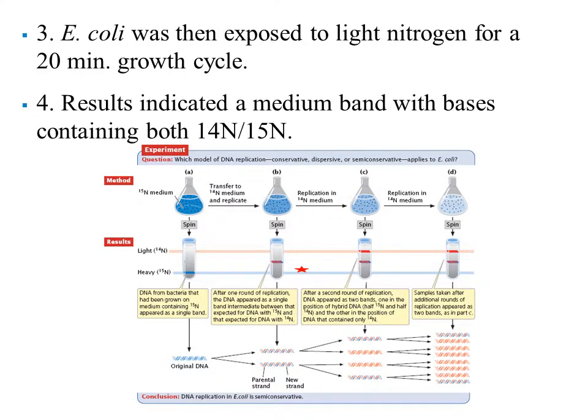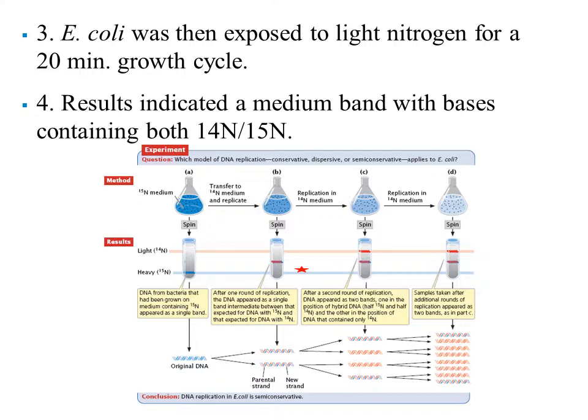In step 3, E. coli was removed from the heavy nitrogen media and placed into another flask that had the light nitrogen. Light nitrogen had the N14. So as the E. coli replicated, it would now incorporate the light nitrogen into its genome. E. coli was used because it replicates really fast. Within 20 minutes, you go from 1 E. coli to 2 E. coli.